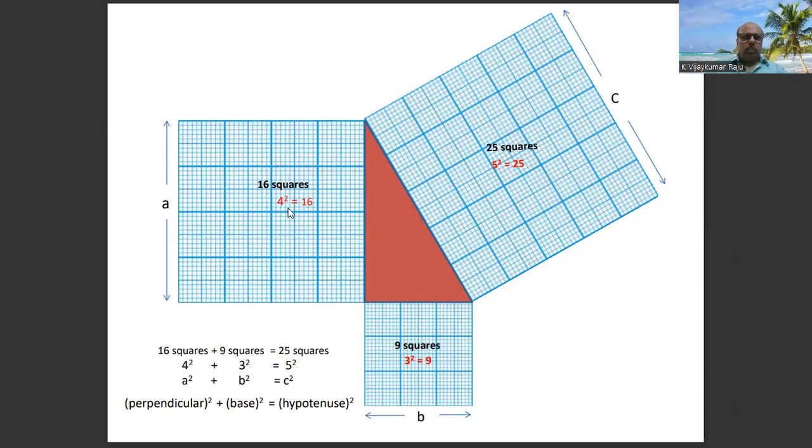So that means now if you see this, this is 16 squares. Let's add these two. You will get it is equal to this. 16 squares plus 9 squares is 25 squares. 16 means 4 square, 9 means 3 square, and 25 is 5 square. So 16 plus 9 is equal to 25. So now what we have taken, let us take the side AB as A.